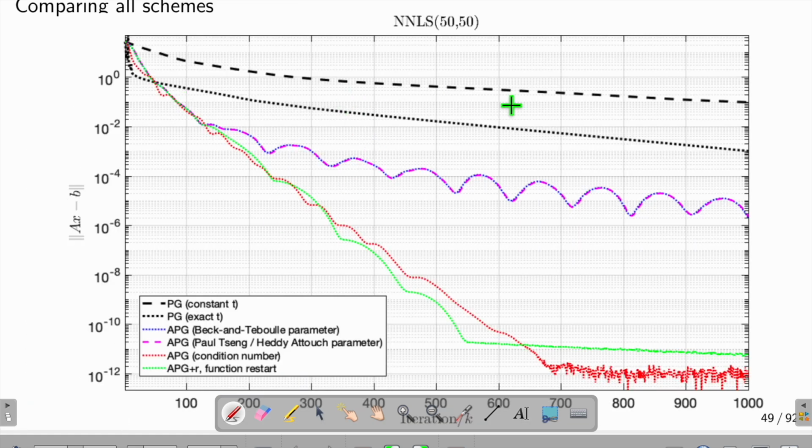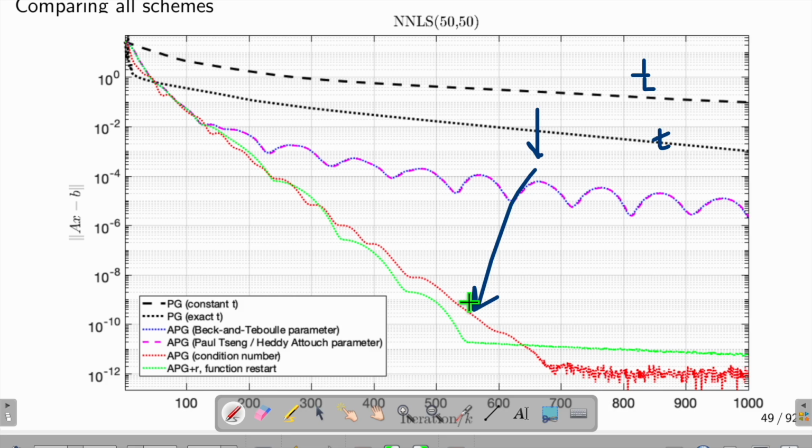So gradient descent with constant step size, that means this is 1 over L, very bad. This is T exact, that means using the best step size you can. Of course, this one is faster than this one. Comparatively, these are all rubbish. This is fast, this is Nesterov, okay? But compared with restart, in some situations, restart is even better. Yes, so this is the idea.